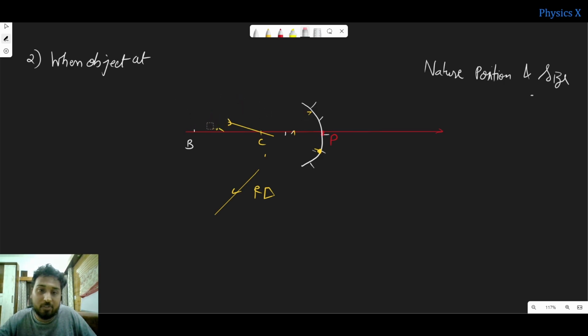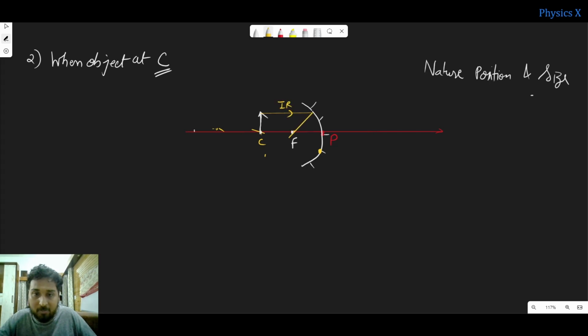this principal axis. The object is now at C. Let us consider the object is now at C. So this is your C point. This was your F. So the object is at C, that means the object is now placed at the center of curvature. Again we will draw the incident ray. I am considering it parallel to this principal axis. So the reflected ray will be passing through the focus point.